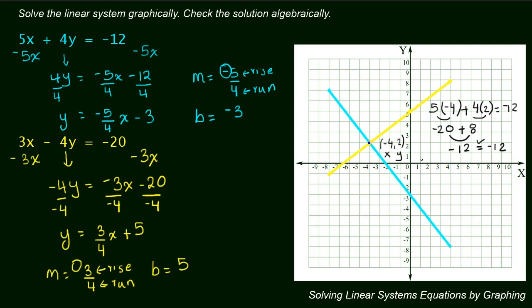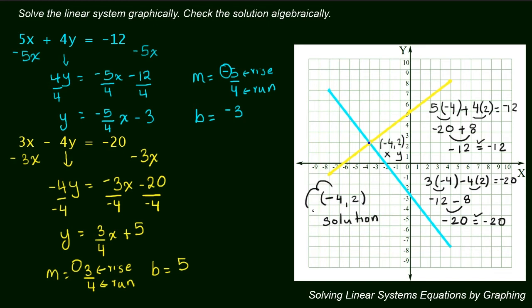Let us see if negative 4 and positive 2 are solutions to the second equation. I've got 3 times negative 4 minus 4 times 2. Does that equal negative 20? 3 times negative 4 is negative 12. Negative 4 times 2 is negative 8. They're the same sign, so I add and keep the sign: negative 12 plus a negative 8 is a negative 20, which is equal to negative 20, and there you have it. Our solution to this system of linear equations is negative 4 and 2.